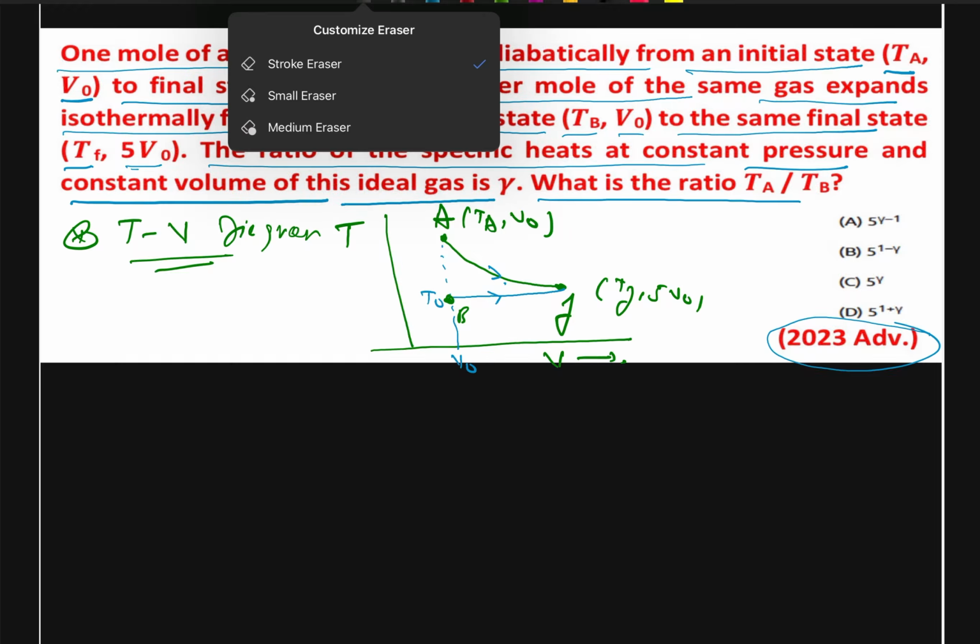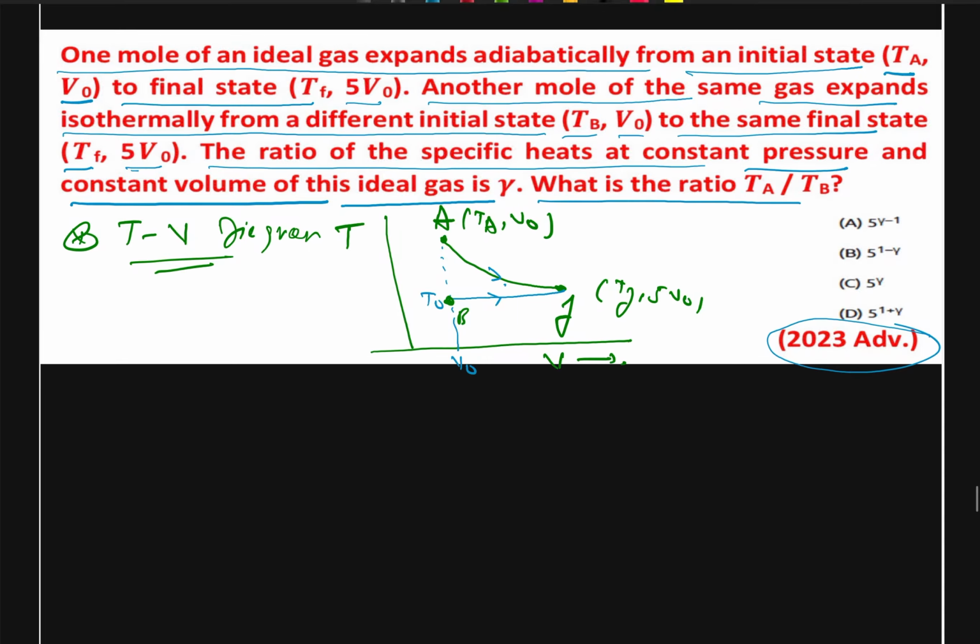And here, for state B, this is TB and V naught. So we have this is TB and V naught. Final state for both is same. So this is basically our TB diagram. And this volume will be 5 times V naught. Okay.